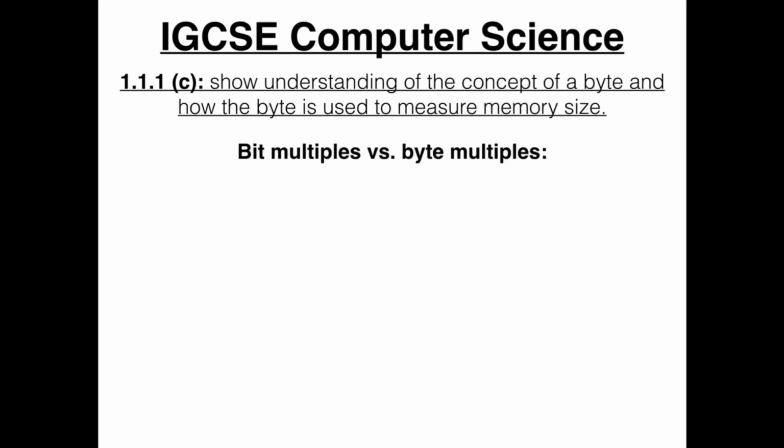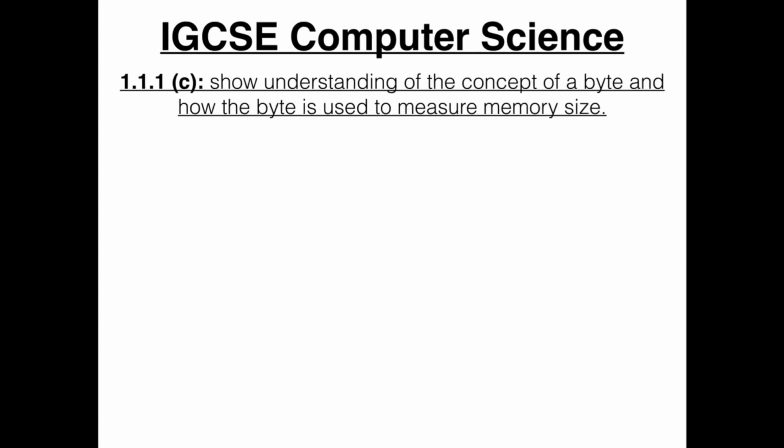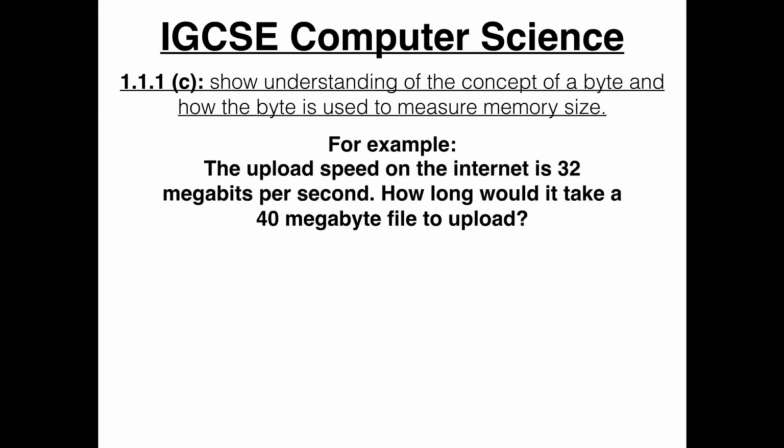So, bit multiples versus byte multiples. We remember that 1 byte is 8 bits. So that would mean that 1 kilobyte would be 8 kilobits, 1 megabyte would be 8 megabits, and so on. You might get a question in the exam like: the upload speed on the internet is 32 megabits per second. How long would it take to upload a 40 megabyte file?